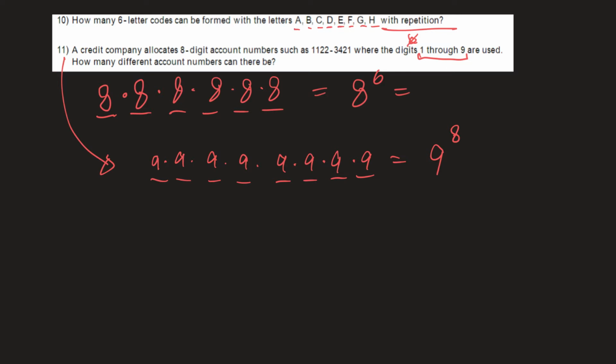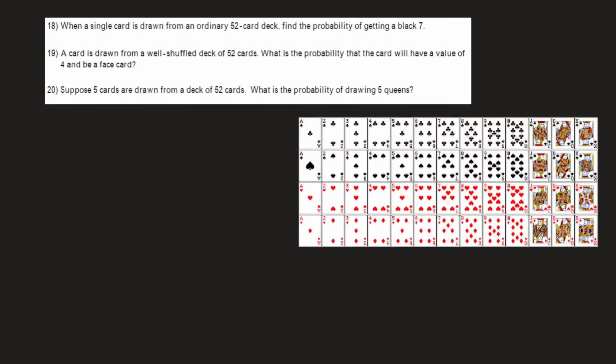Okay, and this is basically the fundamental counting principle, which says figure out how many ways you can do this thing, figure out how many ways you can do this thing, and to figure out how many ways to do both of them, you multiply. And so if there's 8 of them, you multiply all 8.